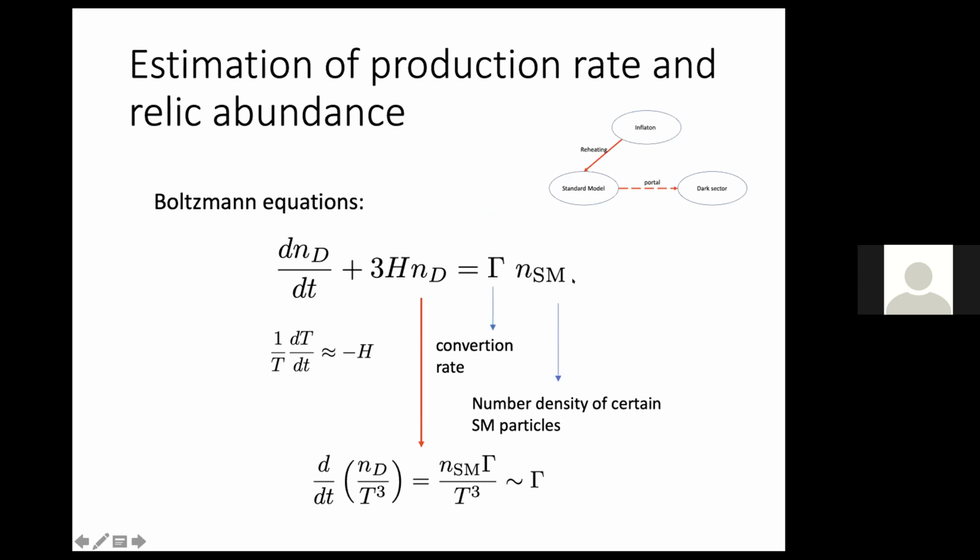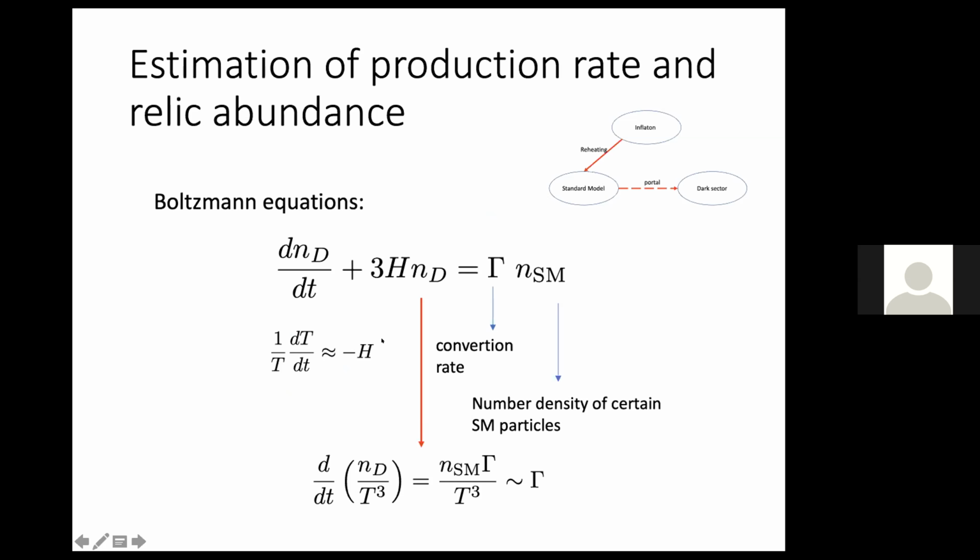Here is the Boltzmann equation for the evolution of the energy density of the dark matter. This n_D is the number density of the dark matter particle, and this H is the Hubble expansion rate, and this n_SM is the number density of a certain kind of standard model particle, and this gamma is the conversion rate. Basically, this gamma is the conversion rate for a certain standard model particle to be converted into a dark matter particle. Okay, and we will discuss the explicit form of gamma later.